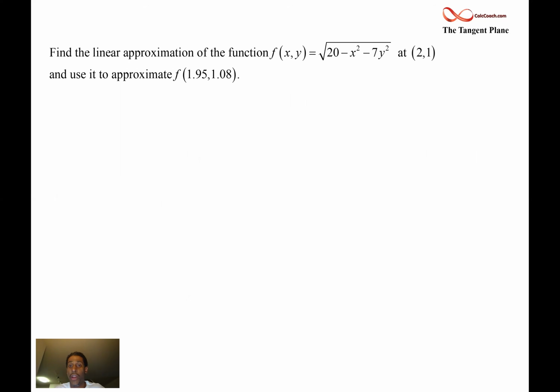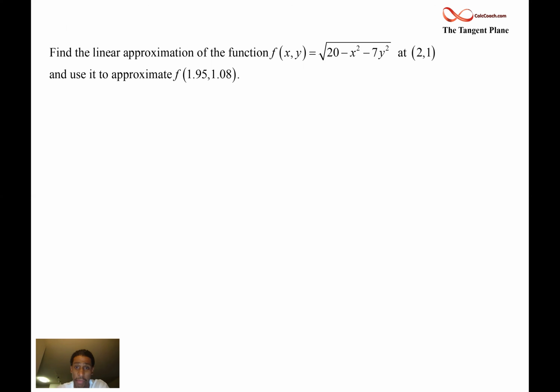Our function is the square root of 20 minus x squared minus 7y squared. The point (a, b) that we're interested in is the point (2, 1). So what we're going to do is move a little bit away from that. In terms of x, we're going to go down by 0.05. In terms of y, we're going to go up by 0.08. So the question is then, well, how does that affect the function? Changing x by negative 0.05, changing y by a positive amount of 0.08, can we still get an idea of how the function is changing?